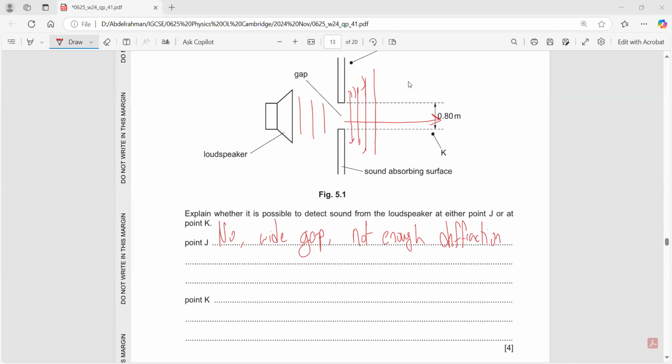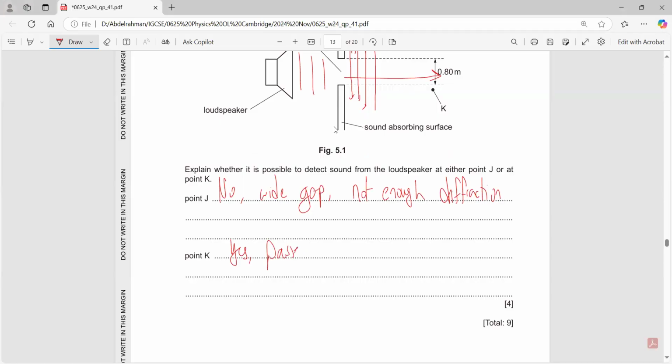Would it reach K though? Yes, it would reach K. It wouldn't need to diffract. It would pass right through K. So the whole point, he's actually asking about J. He's not asking that much about K. Will it reach J? No, because the diffraction is too little, very small diffraction. Why? Because this is a wide gap.